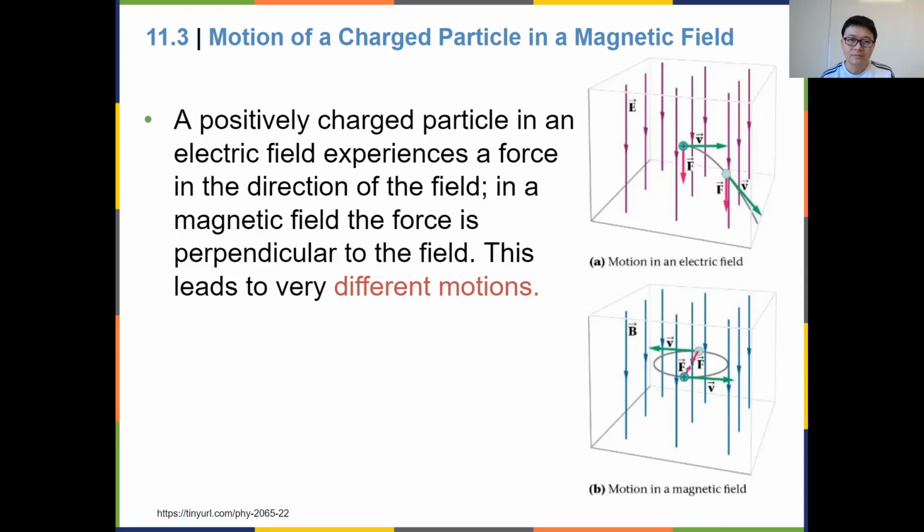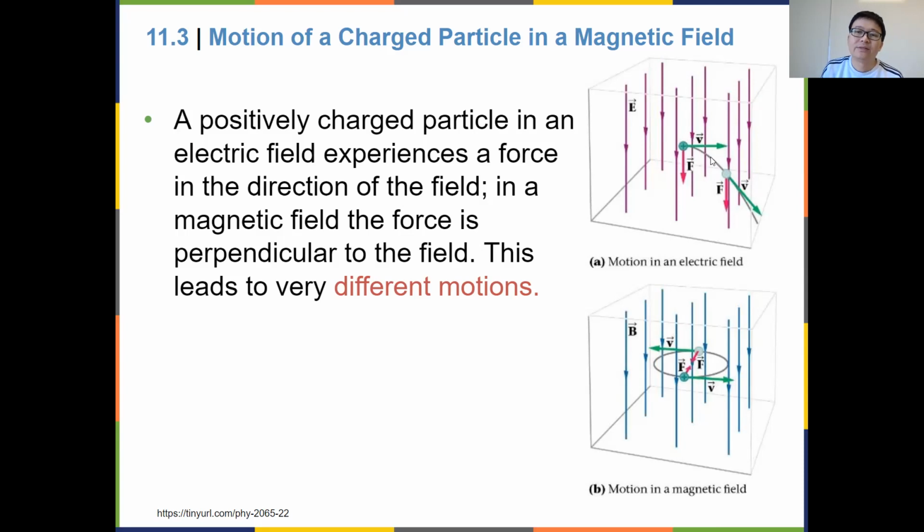So in that sense, the motion of charged particles in the electric field and in the magnetic field is going to be a little bit different. In the electric field, the particle is always experiencing the force of the electric field. So the trajectory, in this case, if V is perpendicular to the E field, will still be deflected.